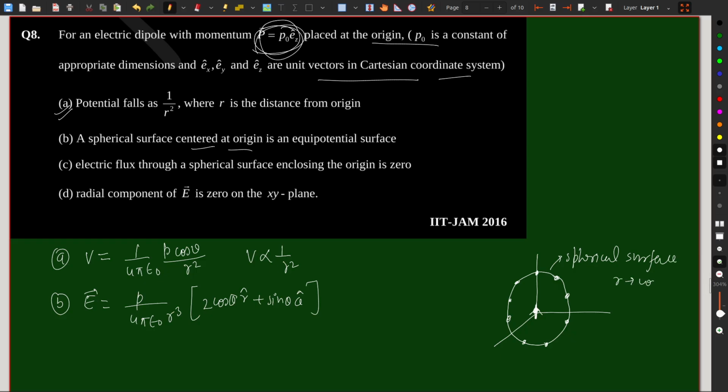r is constant, but theta is not constant, and due to theta, the electric field will vary at every point on this sphere. Because the electric field is varying, sometimes decreasing and sometimes increasing, the potential will also not be constant, because the potential is due to the electric field. So the potential will not be equipotential. So B is not correct.